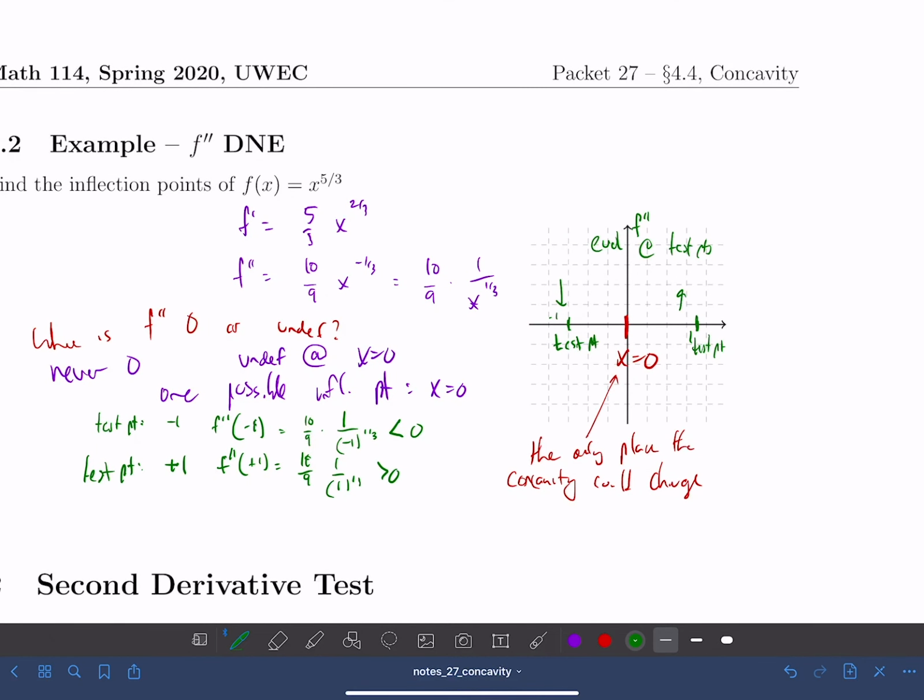All right, so to wrap up, I have this possible inflection point x equals 0, and we just determined that it does in fact change concavity. So f changes concavity across 0. Therefore, x equals 0 is an inflection point.